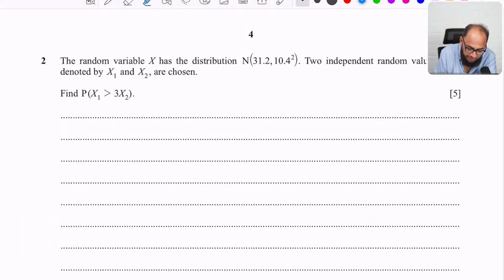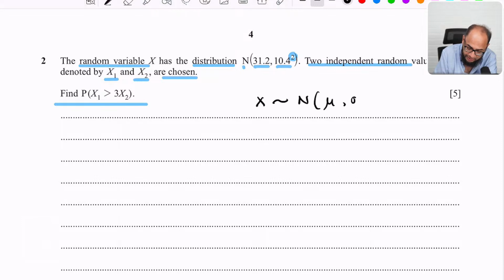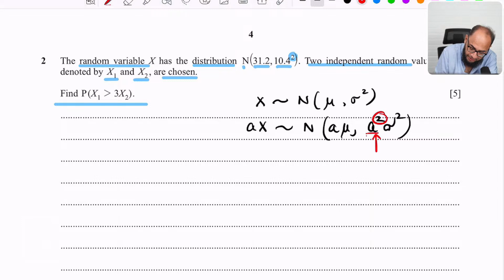It says the random variable x has a distribution that is normal. This is mean. This is standard deviation square, which is variance. 2 independent random values of x, denoted by x1 and x2, are chosen. Find probability x1 is greater than 3x2. Now the rule over here is x follows a normal distribution mu comma sigma square. If I multiply it by a constant, the mean is multiplied by a constant, but variance is multiplied by constant square. So this is the constant squared, and it's multiplied by variance.